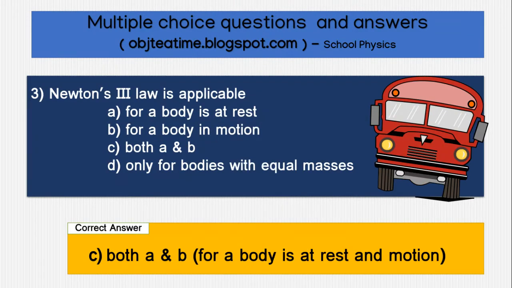The question number 3. Newton's third law is applicable. Option A, for the body at rest. B, for the body in motion. C, both A and B. D, only for bodies with equal masses. The correct answer is option C, both A and B. I will read the question once again. Newton's third law is applicable for a body both at rest and in motion.